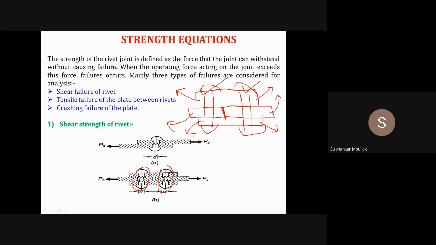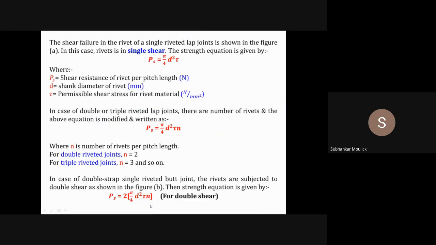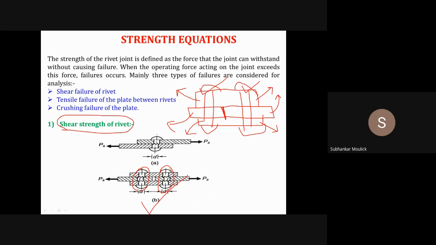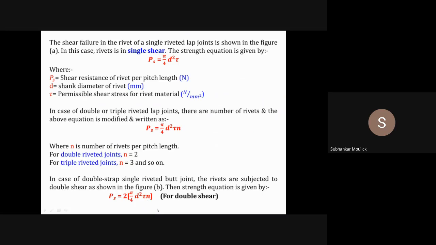This is the second shear of the rivet. So for this particular case, if you want to write down the shear strength of the rivet, it becomes Ps is equal to 2. Why 2? Because double shearing is occurring. See, this is the first shear and this is the second shear. 2 times the remaining formula, which is the same, that is pi by 4 d square tau into n, where n is again the number of rivets per pitch length. If the number of rivets is 2 per pitch length, the value of n will be 2. If the number of rivets per pitch length is 3, the value of n will be 3, and so on.